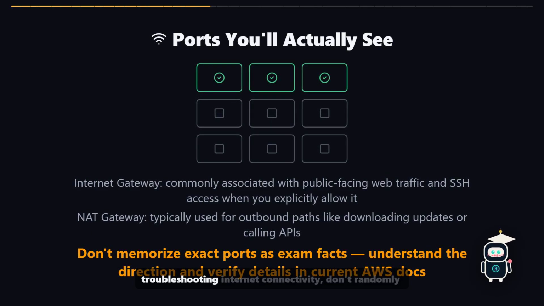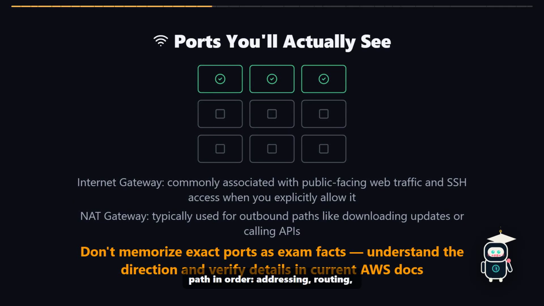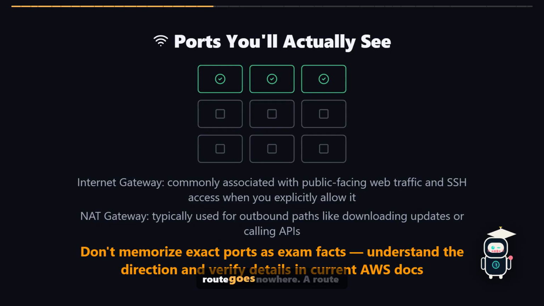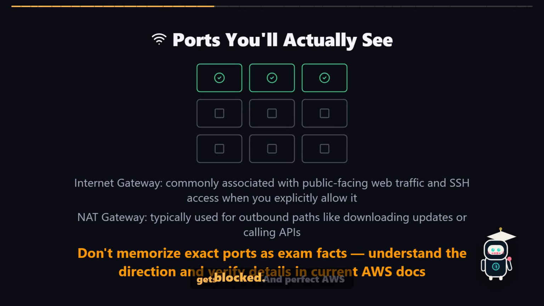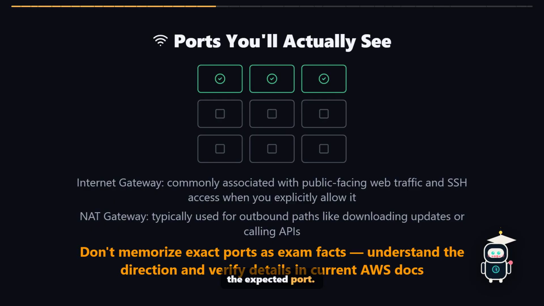When troubleshooting internet connectivity, don't randomly change firewall rules. Check the path in order: addressing, routing, security, then the application. A public IP without the right route goes nowhere. A route without the right security rules gets blocked. And perfect AWS networking still won't fix an application that isn't listening on the expected port.